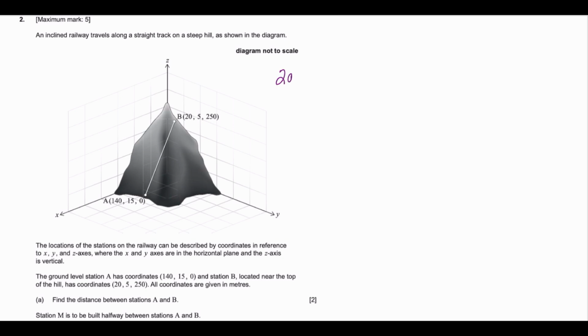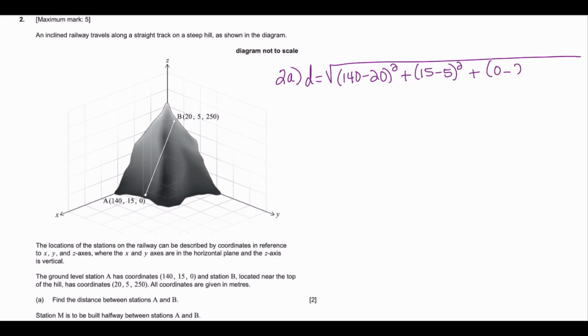You're going to have section 2, part A, and you would write the distance is equal to the square root of 140 minus 20 squared plus 15 minus 5 squared plus 0 minus 250 squared. You don't have to take the time to rewrite the formula. You actually don't get any points on the exam for just copying down a formula unless you substitute into the formula. So don't waste your time.